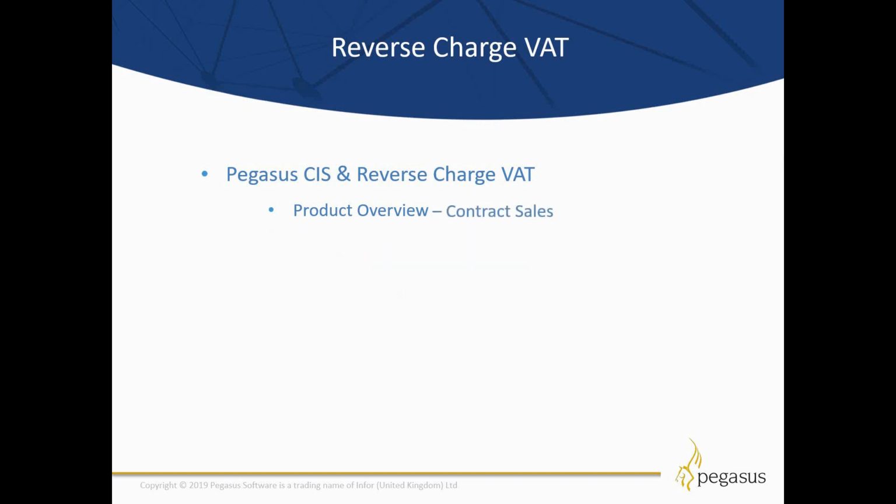Okay, now let's have a look at the implementation of reverse charge VAT in the contract sales side within Pegasus CIS. Remember, only the main contractor will charge VAT and pay that across to HMRC at the end of their VAT quarter. And that definition is based on who the customer is. If the customer is a company that is registered under the Construction Industry Scheme, CIS, then you will not be the main contractor and you will therefore fall into the reverse charge VAT regime. However, if the customer is a company that is not CIS registered, then you are the main contractor and VAT must be charged, i.e. normal supplies will be charged with VAT.